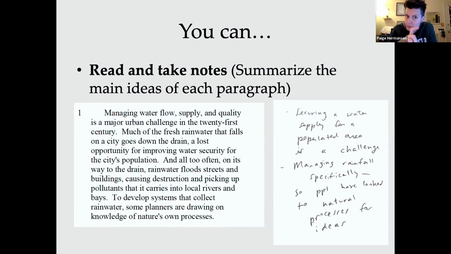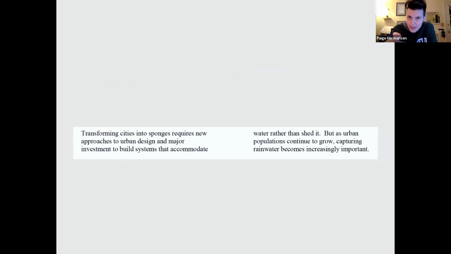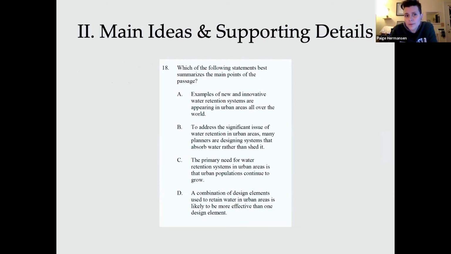You see the first and last paragraphs are important. This is the last paragraph of that passage. Transforming cities into sponges requires new approaches to urban design and major investment to build systems that accommodate water rather than shed it. But as urban populations continue to grow, capturing rainwater becomes increasingly important. So let's look at the inevitable main idea question about this passage, based only on paragraph 1 and the last paragraph. Which of the following statements best summarizes the main points of the passage?